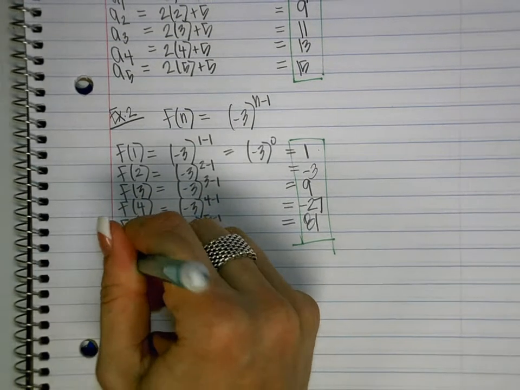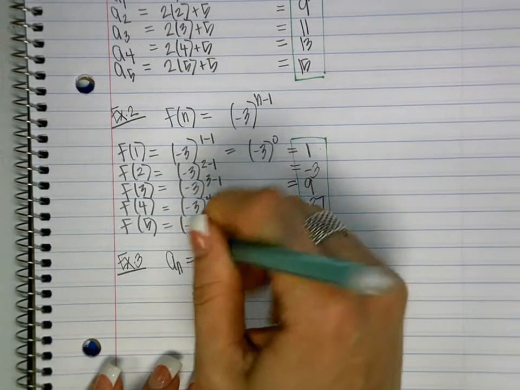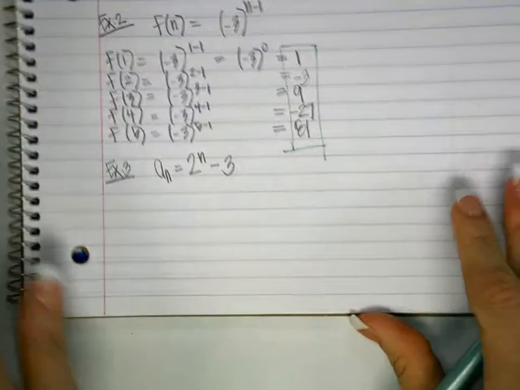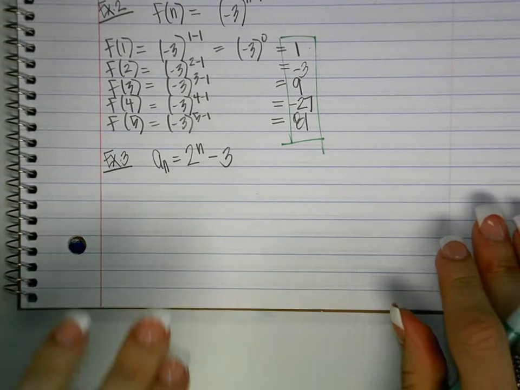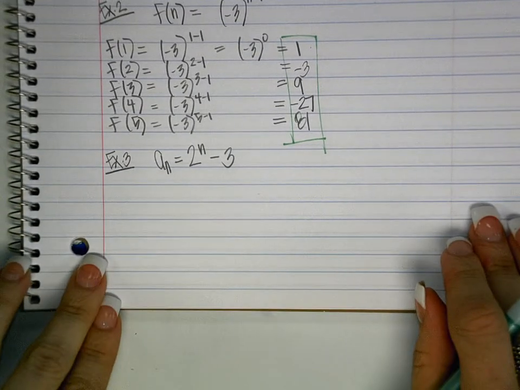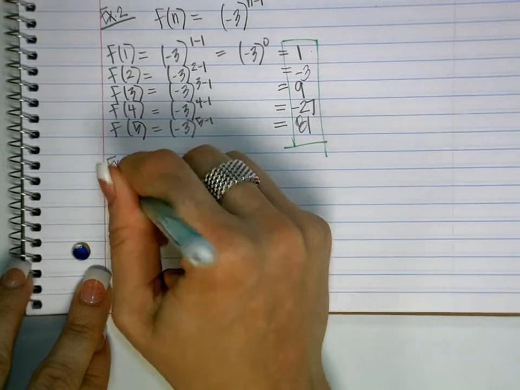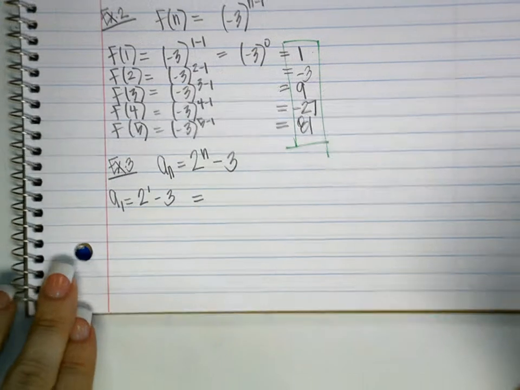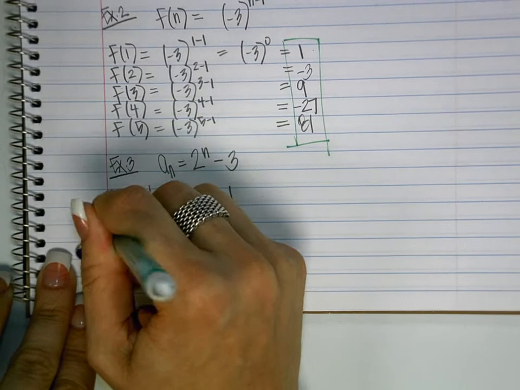Example number 3. Let's go: a sub n equals 2 to the n power minus 3. The minus 3 is not in the exponent. It is on the ground level. So again, first 5 terms in the sequence, so you're going to plug in 1 through 5. So 2 to the first minus 3 gives us what? Negative 1. Okay, and then again, plug in all the way through 5.